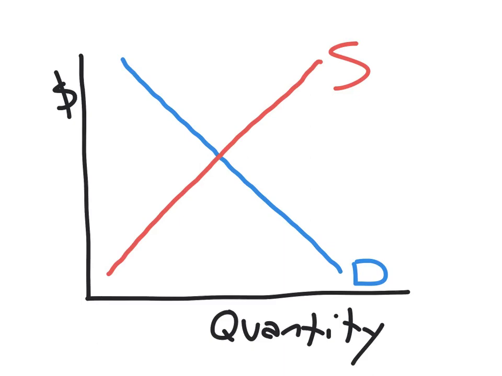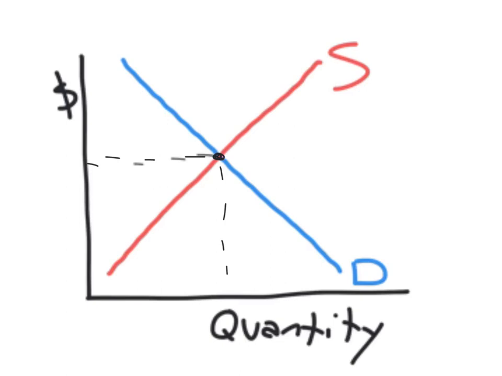Now let's begin to actually interpret this graph. Let's start right here. This point, where the supply and demand curves meet, is called the point of equilibrium. And that point is where the quantity demanded equals the quantity supplied. So that means that both consumer and producer surplus is maximized in this free market.